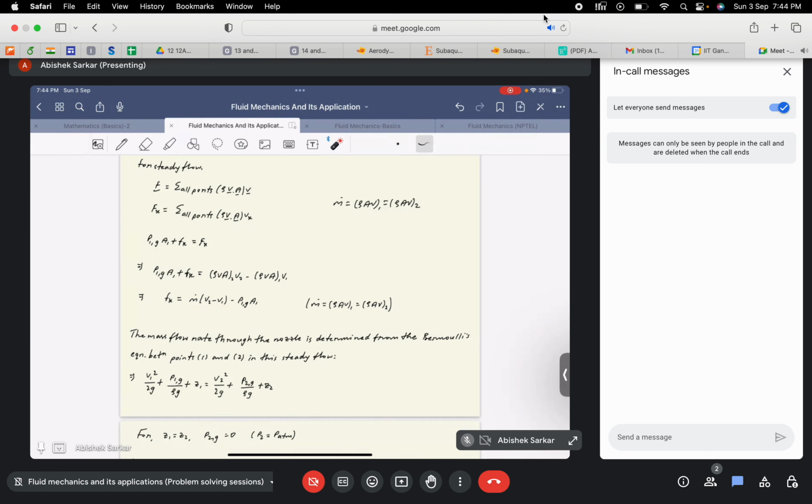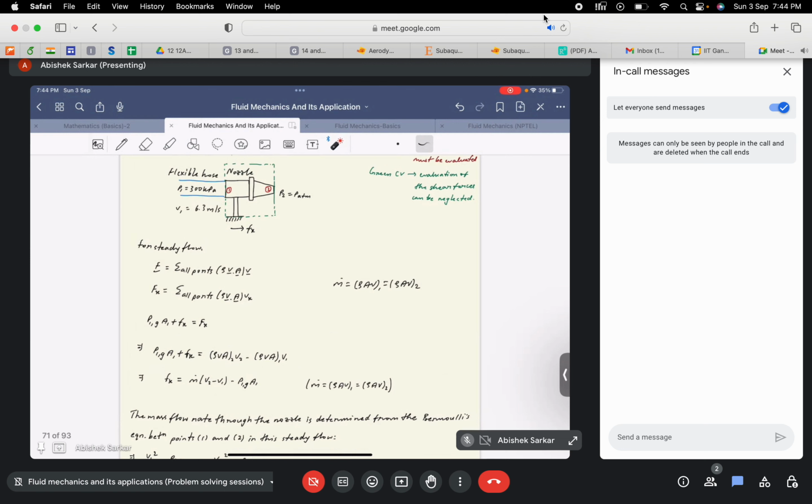Why is pressure at point 2 not considered? Because we are considering gauge pressure, so P2g is equal to 0. The gauge pressure is 0, that's why it is not considered.